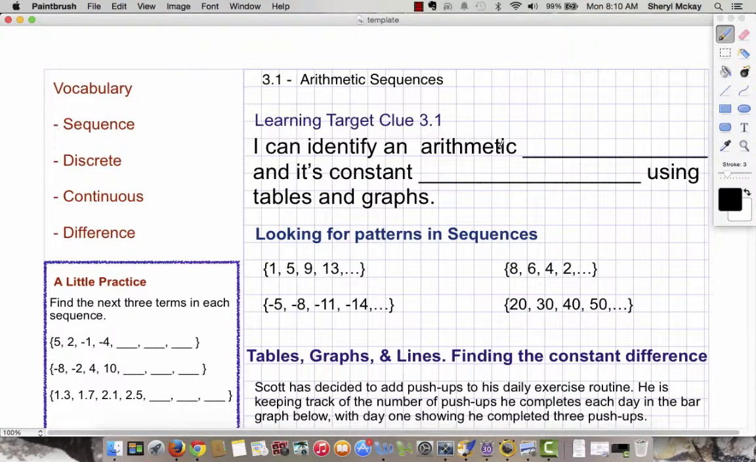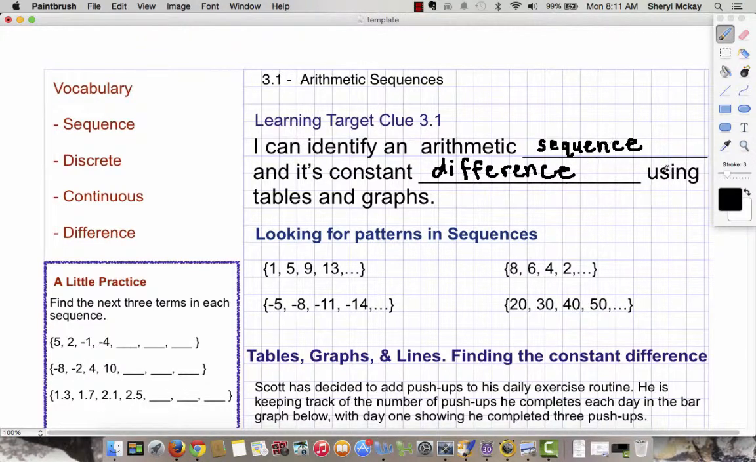But let's go ahead and get started by just writing our learning target, and that is I can identify an arithmetic sequence. So write the word sequence here. And its constant difference. So write the word difference here. Using tables and graphs. So that's our learning target. I can identify an arithmetic sequence and its constant difference using tables and graphs.